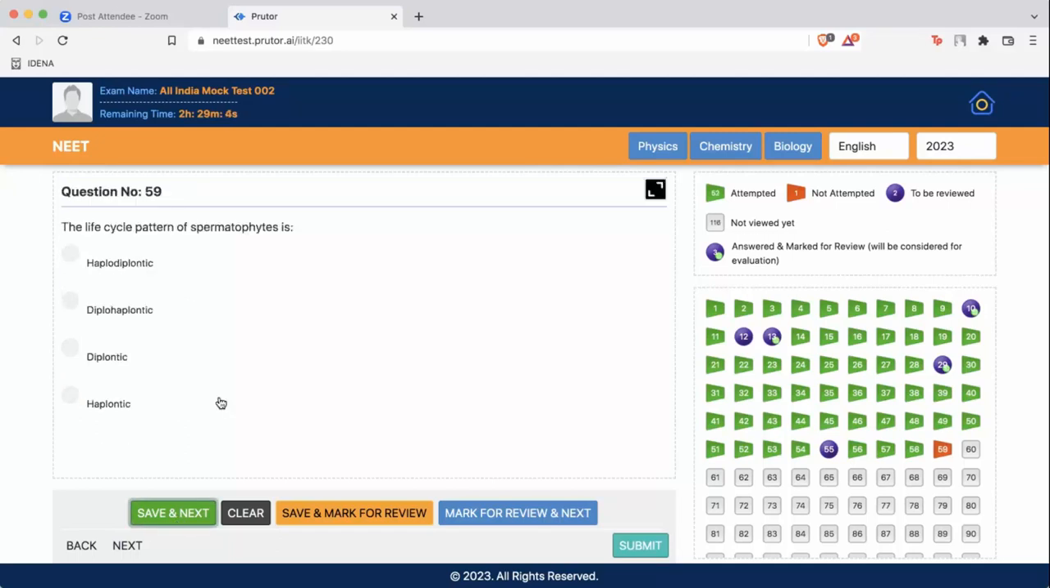The life cycle pattern of spermatophytes.